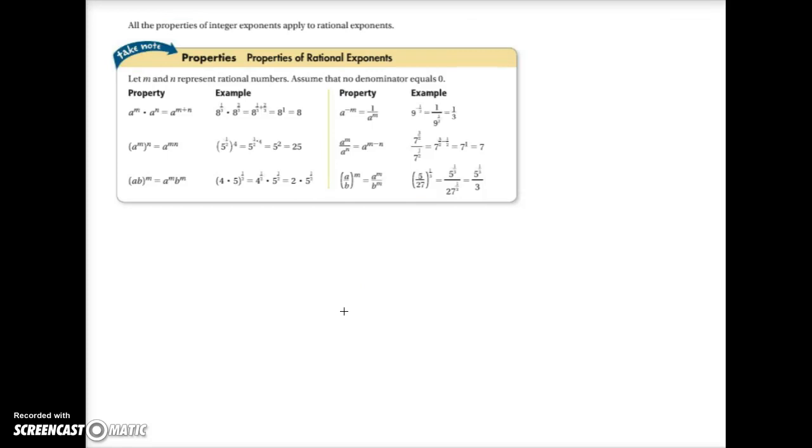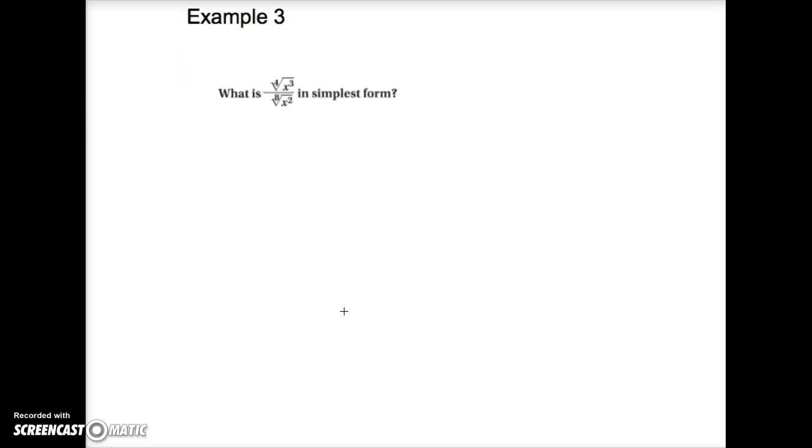Here are some properties of rational exponents, which are the same as the properties of your integer exponents as well. So you can review those. They are on page 383 in your book as well. So we can use this to help us simplify some radicals.